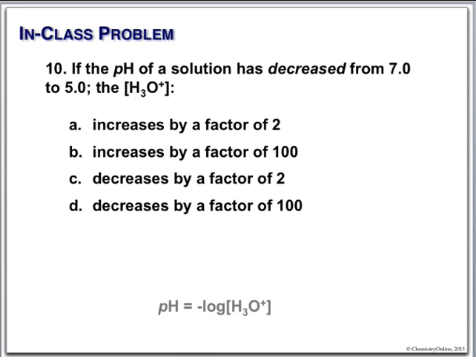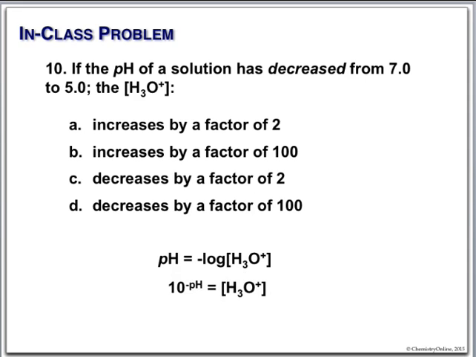So let's show that by, again, looking at our basic equations. This is our basic definition. And like we did last time, 10 to the minus pH is hydronium. So we have 2 pHs, one at 7, one at 5. At 7, we have 10 to the minus 7 moles per liter of acid. At 5, we have 10 to the minus 5 moles per liter of acid.